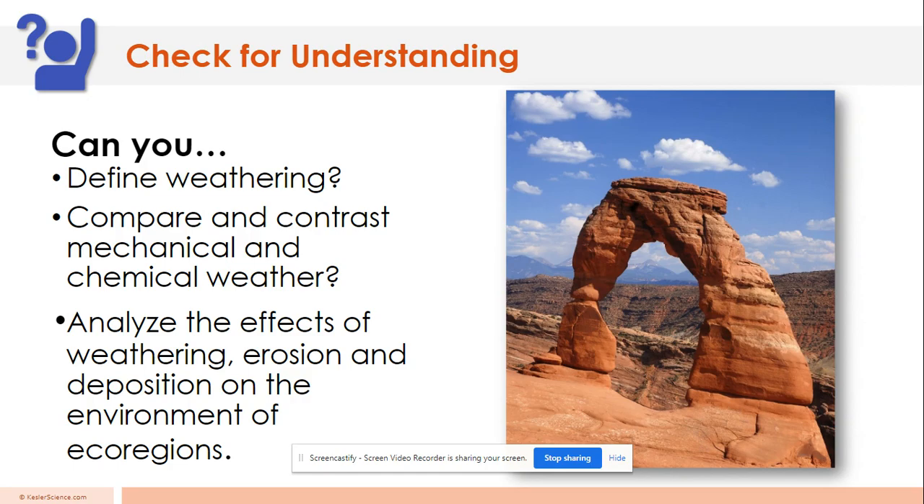So, after watching part 1 and part 2 of weathering, can you define weathering? Can you compare and contrast mechanical and chemical weathering? And can you analyze the effects of weathering, erosion, and deposition on the environment of ecoregions?